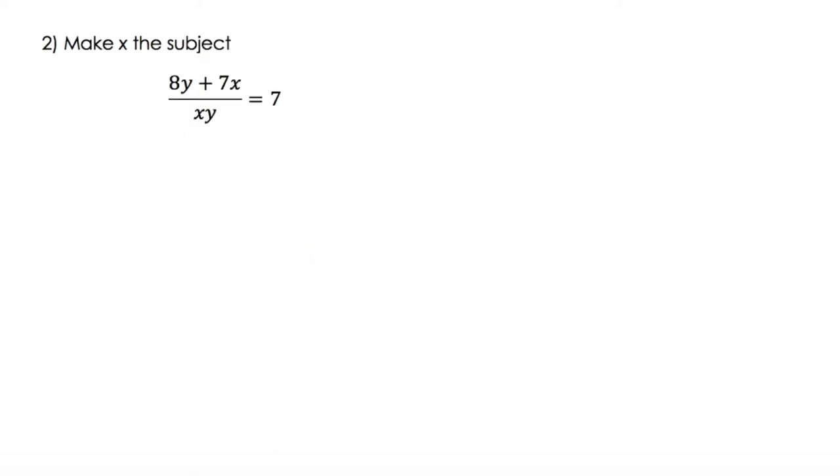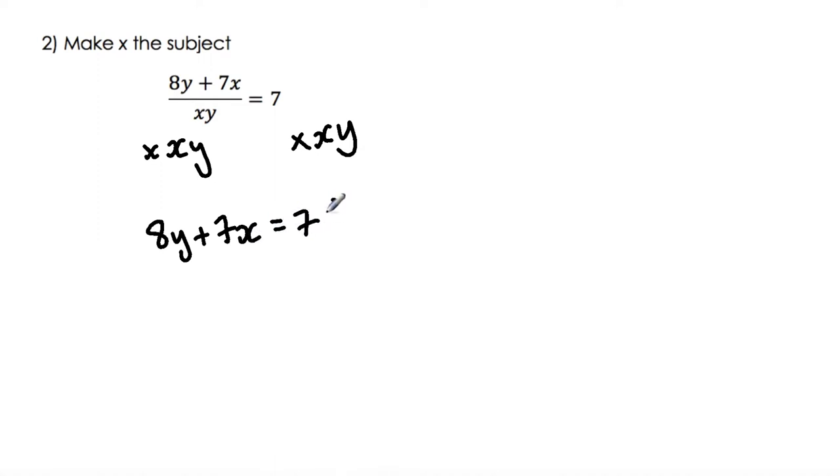Question 2. Make x the subject. 8y plus 7x over xy equals 7. So the first thing I'm going to do is multiply both sides by xy. This will help me to eliminate the denominator xy. So I'm going to multiply this side by xy and this side by xy. So what we should have now is 8y plus 7x equals 7 open bracket xy close bracket. I'm then going to expand the brackets. So again, we should have 8y plus 7x equals 7xy.